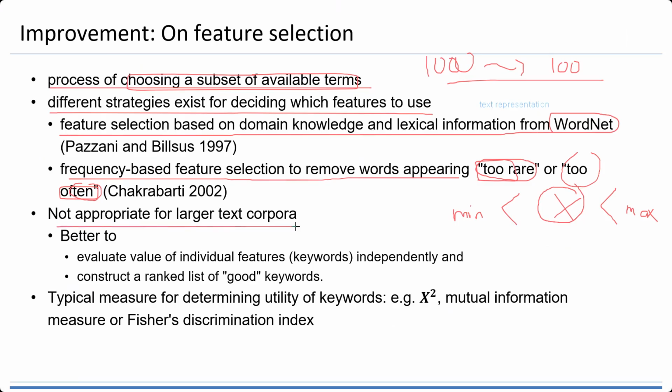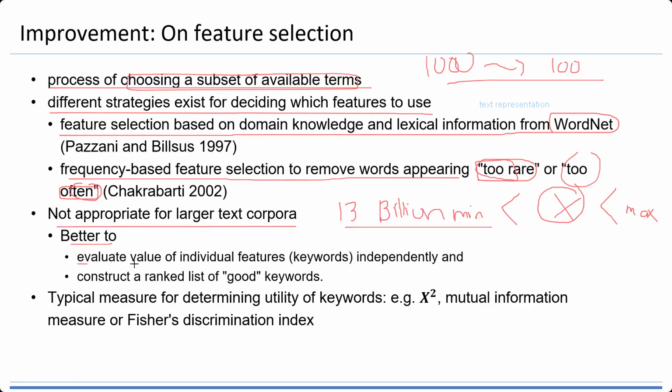So feature selection is not appropriate for larger text corpora. If there are so many words, it is impossible. Like in ChatGPT nowadays, I think it goes to 13 billion parameters. 13 billion parameters. So you can imagine how big the parameters are. And yeah, if you use all the parameters, it depends on your computer. If your computer is strong, then you can do this. But if your computer is not strong, you cannot do this.